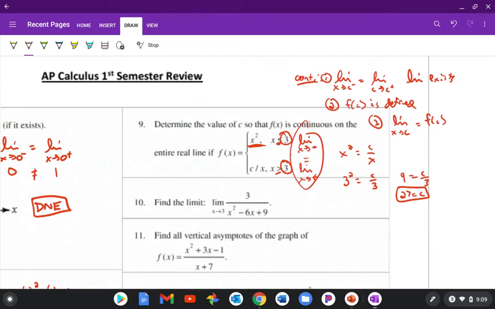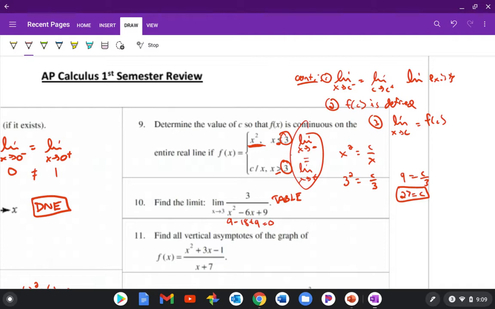For number 10, the first thing we'd want to try to do is plug in 3. When you do plug in 3, you get 9 minus 18 plus 9, which gives you 0. All right, so we need to do something to it. The only problem is when we factor this, it's not going to help us a lot because that 3 on the top isn't factorable. It's not going to cancel with any x's. So what I would recommend on this one is use a table. It's another method that we learned.